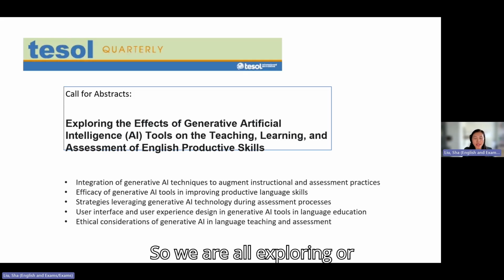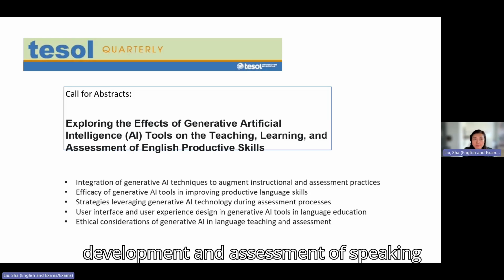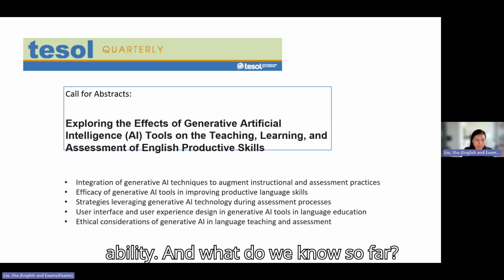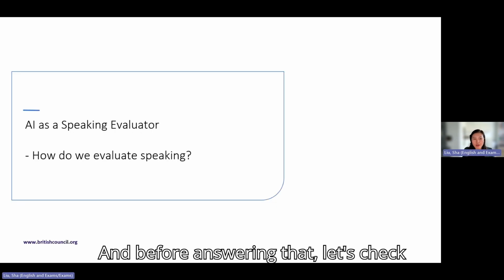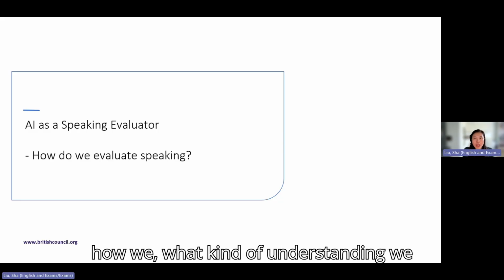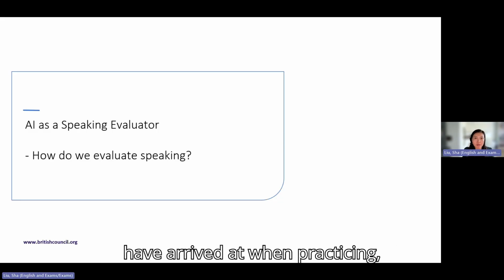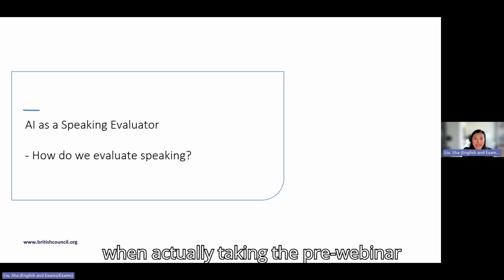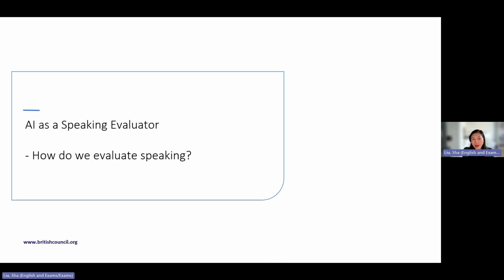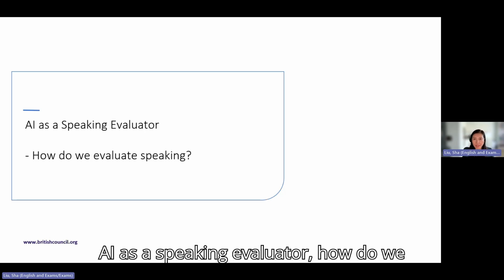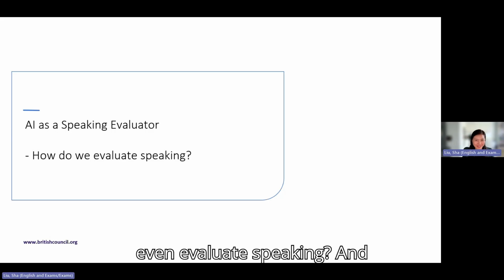So we are all exploring the impact of using artificial intelligence for the development and assessment of speaking ability. And what do we know so far? Before answering that, let's check what kind of understanding we have arrived at when actually taking the pre-webinar exercises. For example, when we use AI as a speaking evaluator, how do we even evaluate speaking?